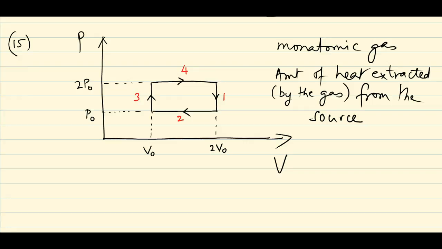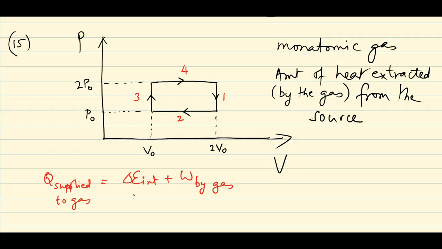So to do that, the easiest way according to me is to repeatedly apply the first law of thermodynamics to each branch of the cycle. So the heat supplied to the gas is going to be delta E internal of the gas plus the work done by the gas on the surroundings.